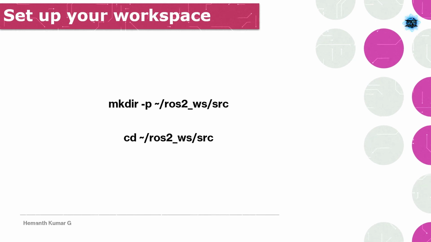Here the first command is mkdir, that is, make directory. This command creates a directory named ros2_workspace in your home directory. The tilde symbol represents the home directory. Within this directory, it creates another directory named src. Src is nothing but source.